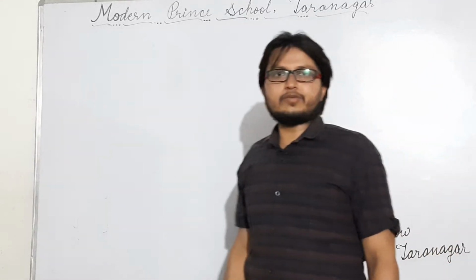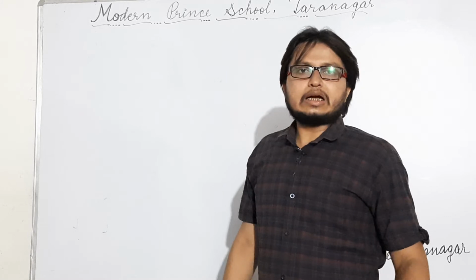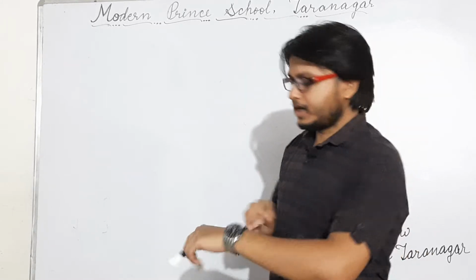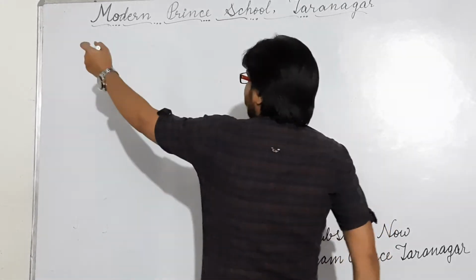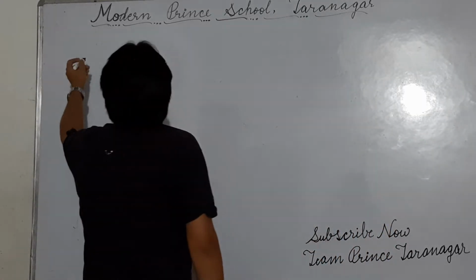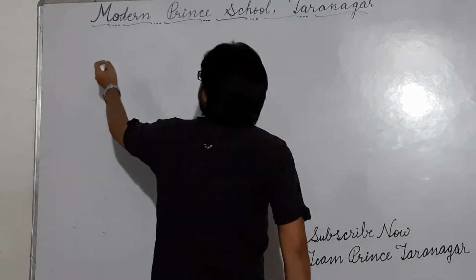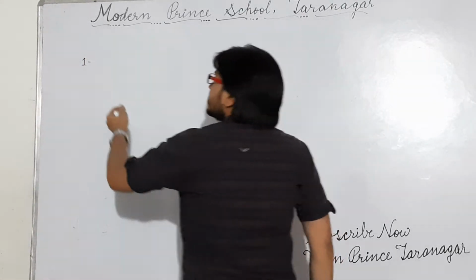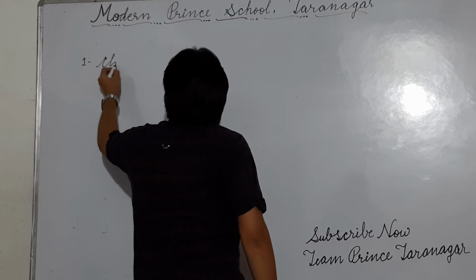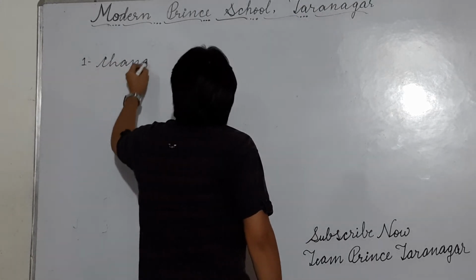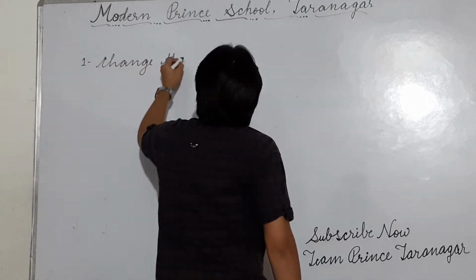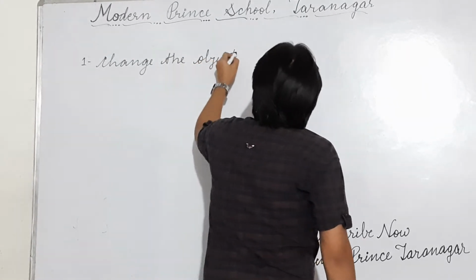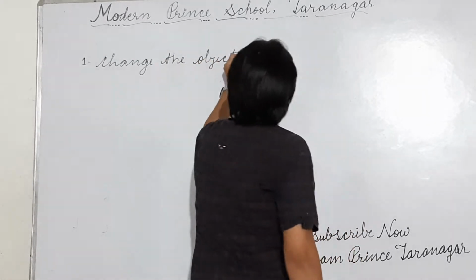Okay, students. Now we learn the common rules to change an active voice into passive voice. There are 5 golden rules which apply in all active and passive voice. Number first, change the object into subject.